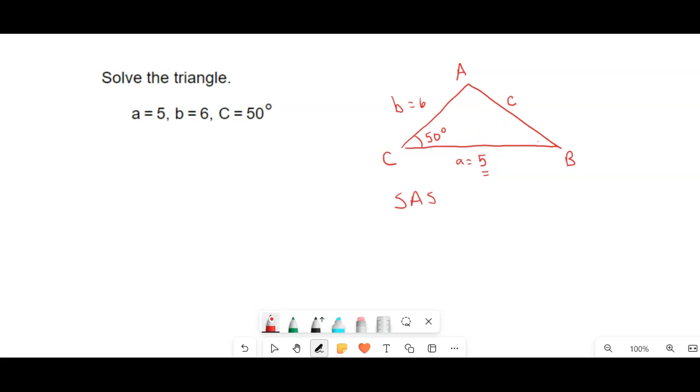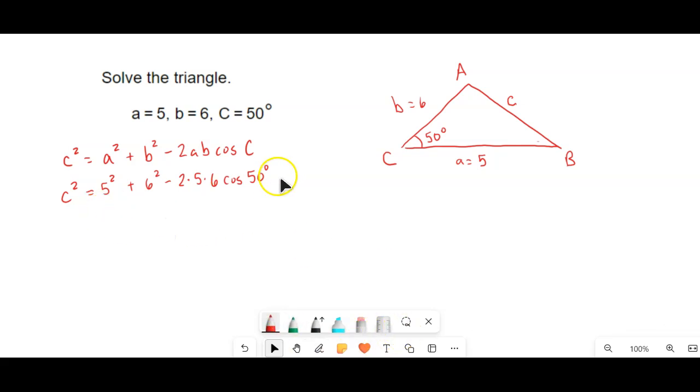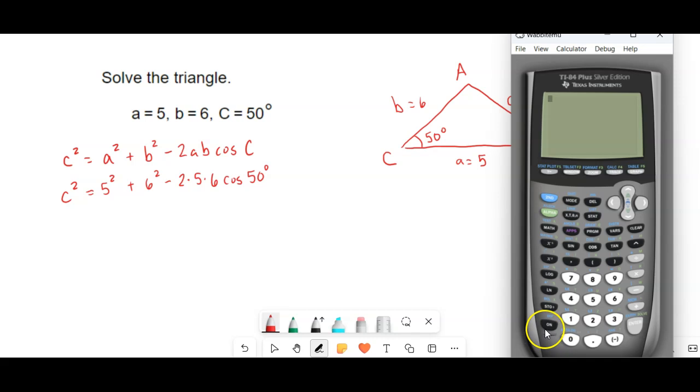But with SAS we always start with the side length opposite the angle that I'm given. So there's the law of cosines for C squared, for side length C. We just plug in everything that we know and solve for C squared. Now, because this is 50 degrees, it's not like 30, 45, or 60 degrees. It's a non-special angle. I'm just going to type all this into my calculator directly, making sure I'm in degree mode. Make sure you're in degree mode before you start this.